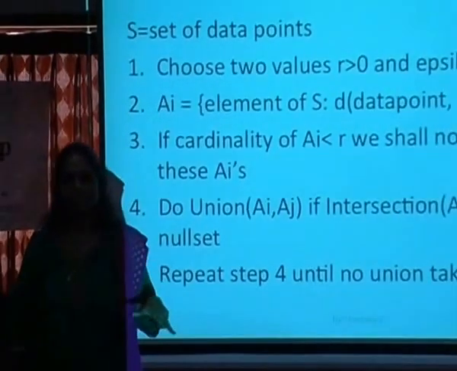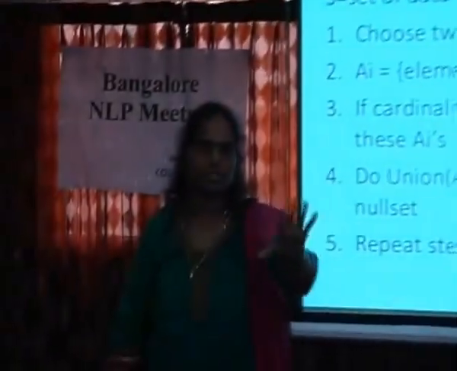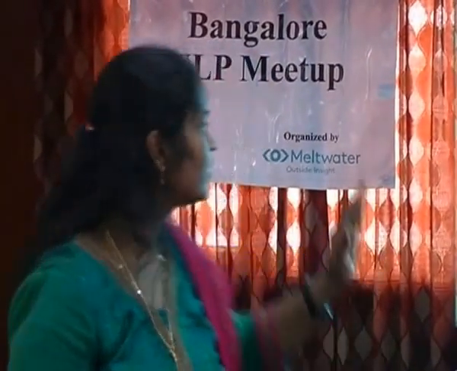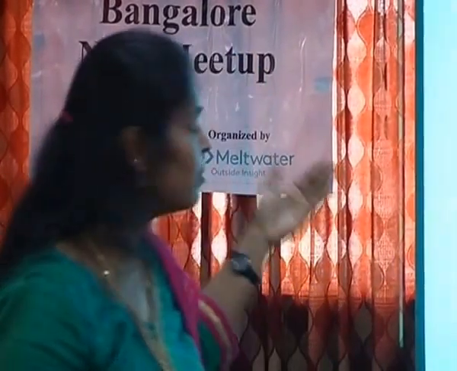As I told you, every cluster is valid only if it has so many points. So I find the cardinality of the cluster. If the cardinality is less than R, what I have specified in the algorithm, I am not going to use that as a cluster. I cannot call it a cluster. It still needs some more density, some more points to make it valid. So I move on.